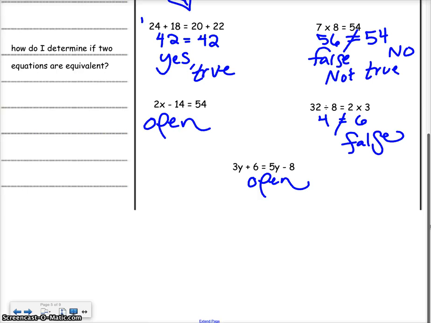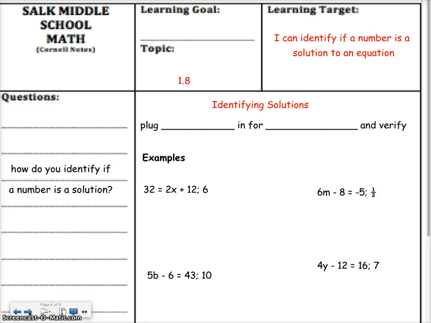All right. Moving on to the next page. Now we get to identify solutions. This is the big 8th grade step, identifying a solution. You plug the number in for the variable and then verify if it's true or false. Okay?